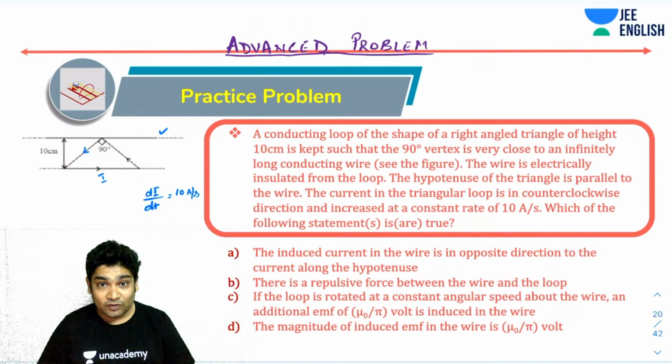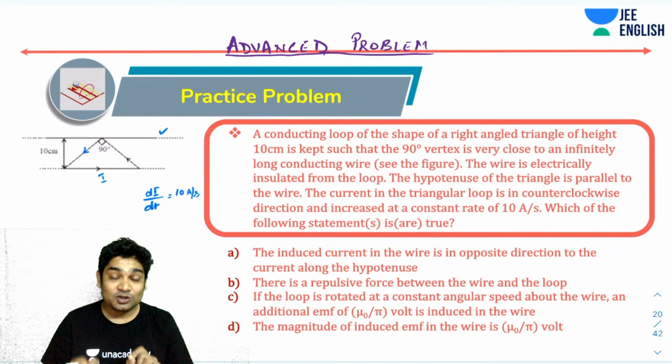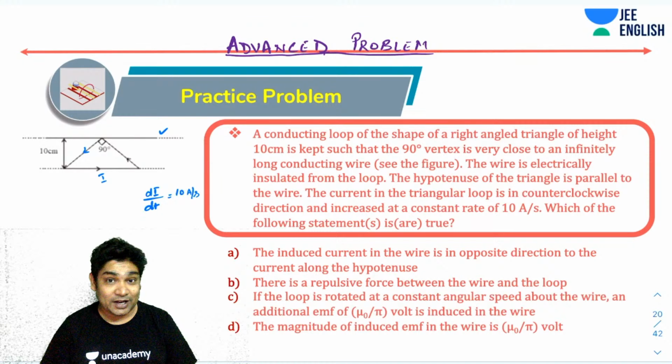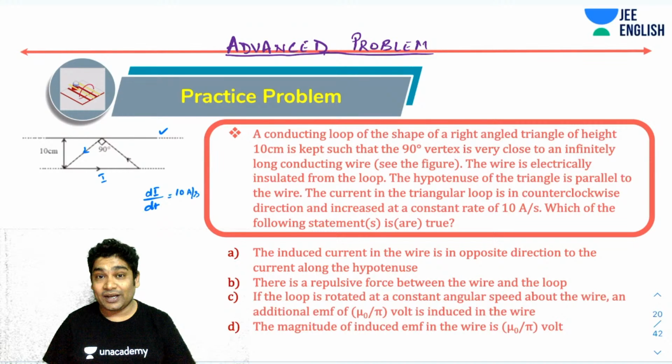So first of all, let me tell you, this is an infinite wire. An infinite wire can be considered to be a circular loop of infinite radius, right? So that is why you are getting flux linked with this wire. Now, how do I find the flux linked? If I can find the flux linked with the wire, then I can find the EMF induced.